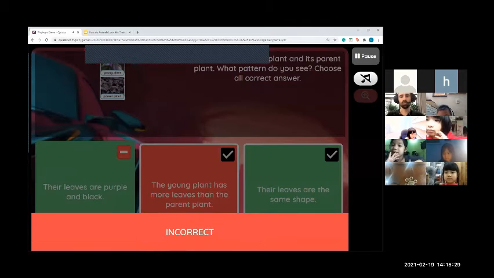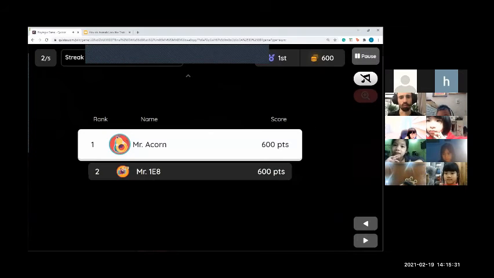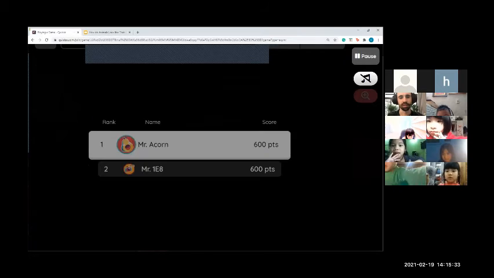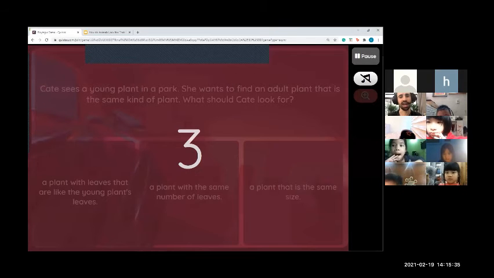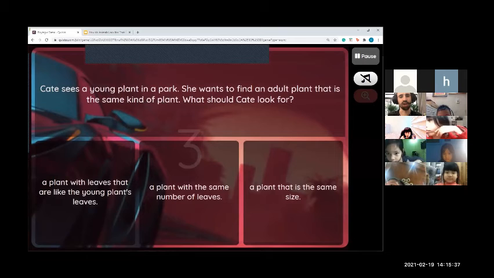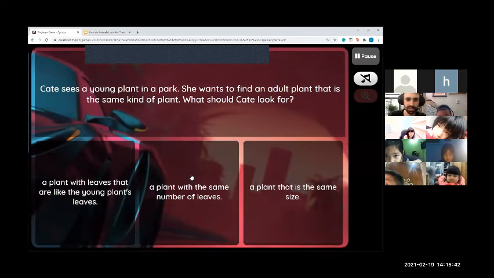Oh, we got one wrong. Okay, remember the young plant has less leaves, not more leaves than the adult. Oh, we got that one wrong. It's okay, guys. It's okay. Let's move on to this next one.